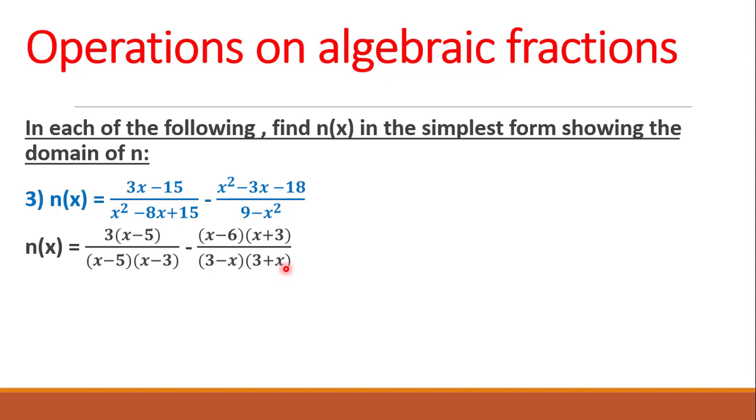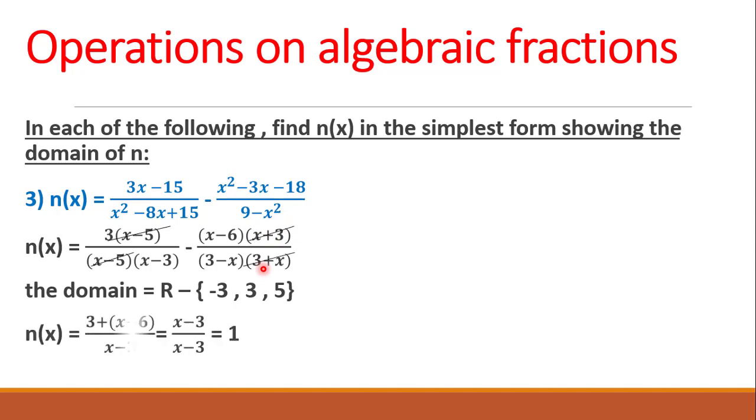Now I should write the domain before simplifying. The domain will be R minus what? Minus 5, positive 3, and here also 3, and here negative 3. So the domain will be R minus negative 3, 3, and 5. Now it's time to simplify. Here we have x minus 5, and here x minus 5. And here x plus 3 and also x plus 3. So I'll simplify to get that n of x equals 3.